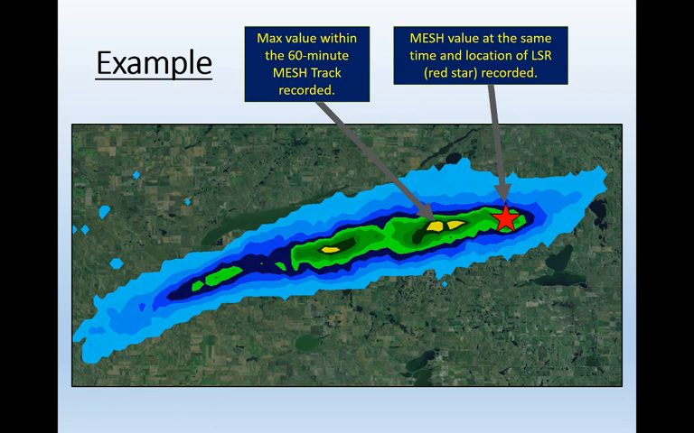So here's a quick visual example of my methodology. So imagine this red star is where a storm spotter called and reported quarter-sized hail right here. And then we went in and sent an LSR for that. And that's great because it made this study possible, because from there I was able to directly compare it to what MESH had at that same time and location of the LSR. So that was recorded, and then like I said earlier, I would also make sure to record the max value found within the entire 60-minute MESH track, which in this case was a bit over 2 inches.